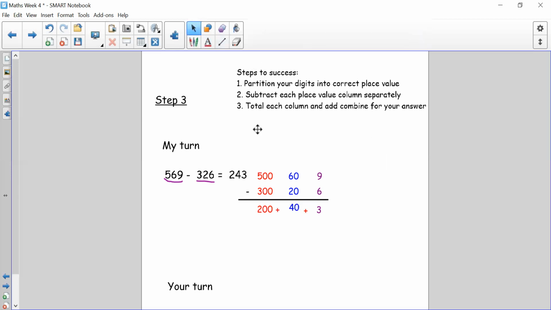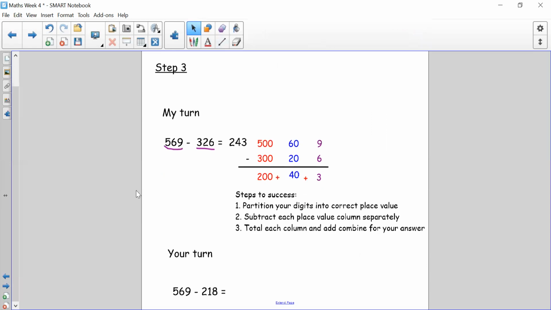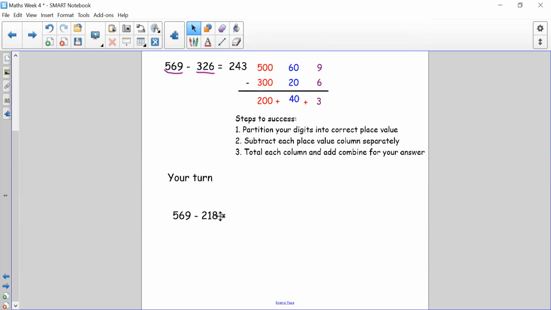Now I want you to have a go with this number sentence for me, please. Please follow your steps 1, 2, and 3, making sure you partition your digits carefully. You have got 569 take away 218. Okay, 18, the 10 and an 8. Off you go, pause the video and we'll come back and go through it when you have finished.